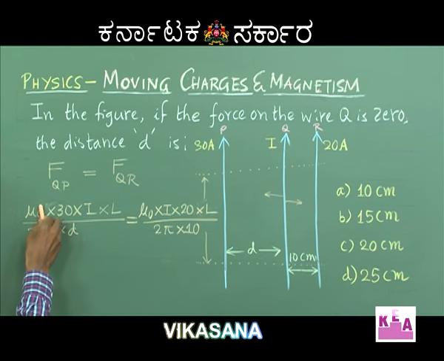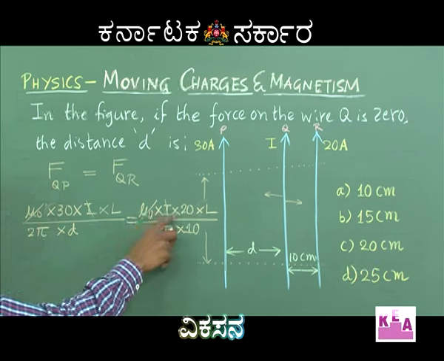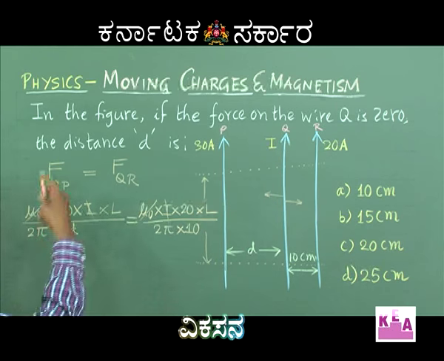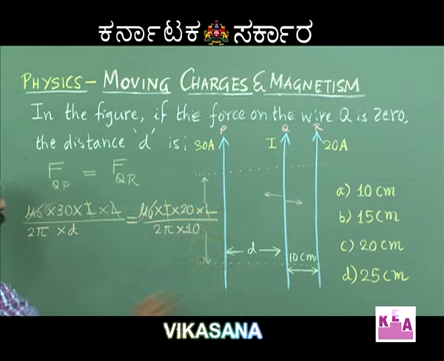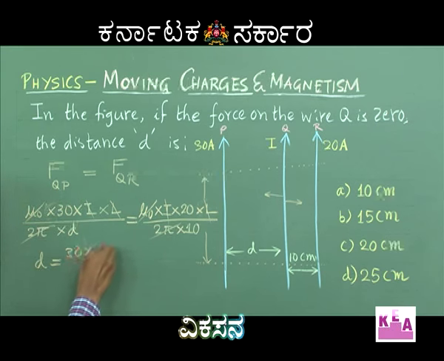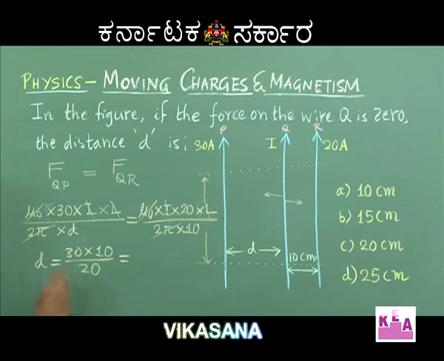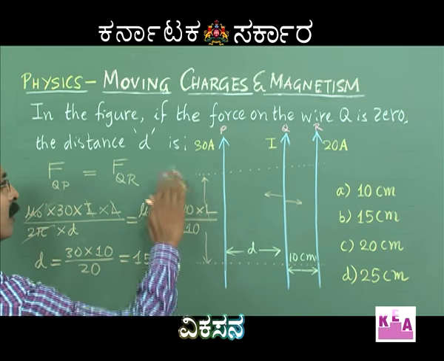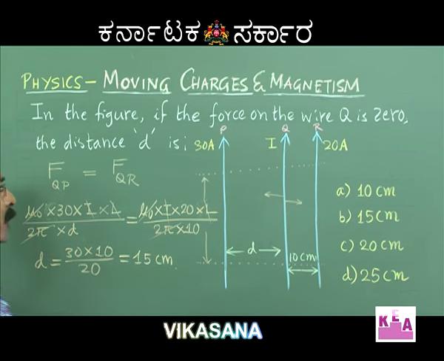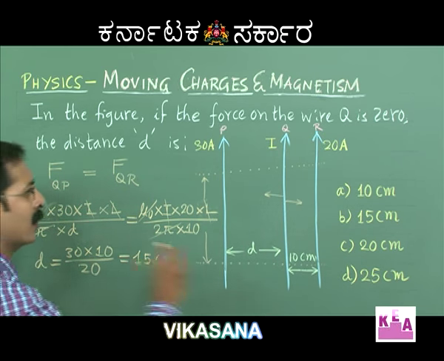Now let us cancel what we can cancel. Mu naught is cancelled, I and I get cancelled. You see here a value of I is not needed, they get cancelled. L gets cancelled, pi gets cancelled. Therefore, D must be equal to 30 into 10 divided by 20, that is 300 divided by 20, which is 15 centimeter. The distance between these two wires is 15 centimeter. If the distance between those two wires is 10 centimeter, then for these currents, wire Q experiences no force. The correct answer is option B.